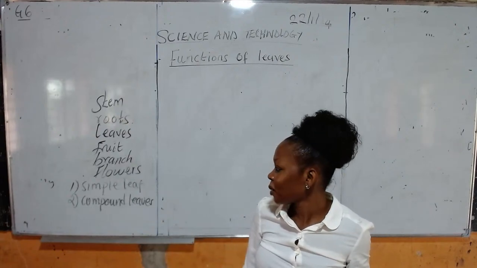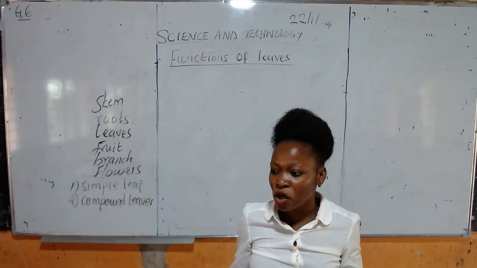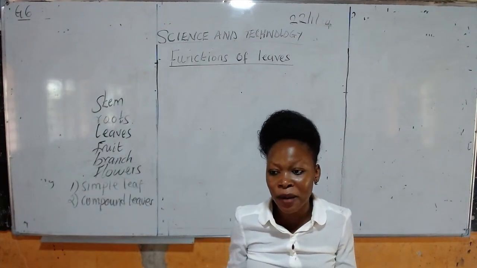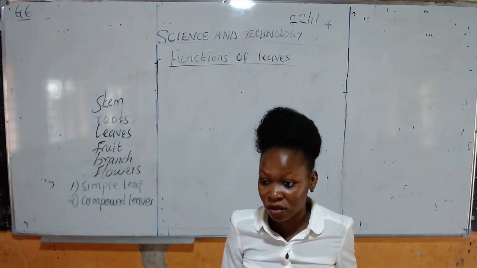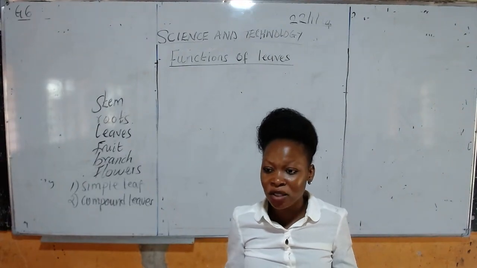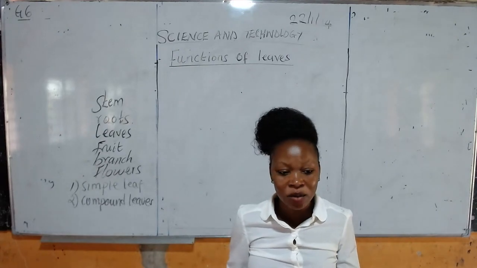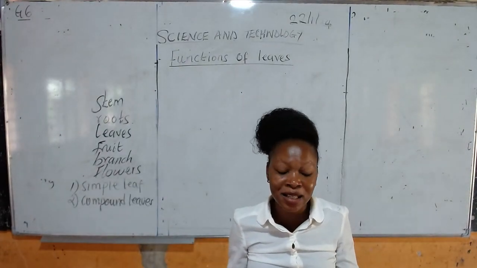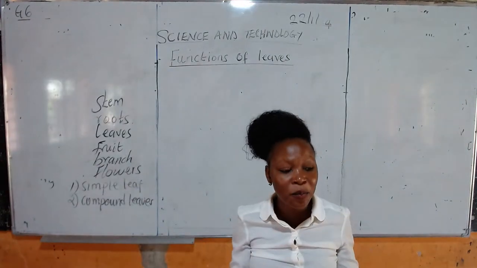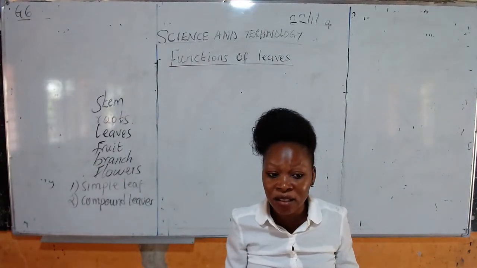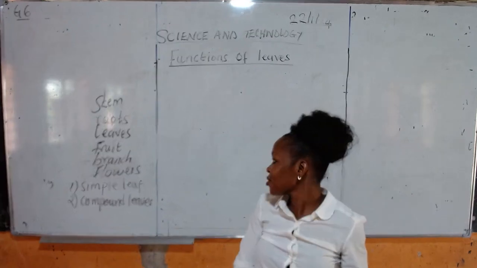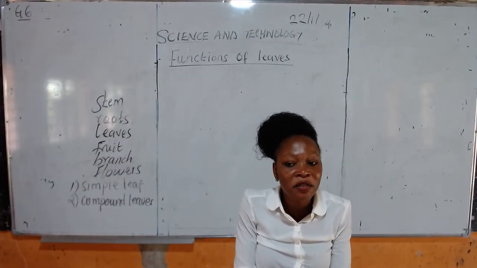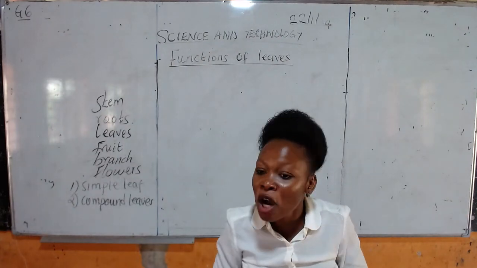Now, having known the types of leaves, we go straight to the functions of leaf. Remember, I said that each part of the plant has its functions, okay? The way we learned about parts of our bodies, we said that every part of our body has its function. So, same to the plants as well. Yes, they have different parts, but these parts have different functions. So, let us look at the functions of leaves. The main function of a leaf is photosynthesis.